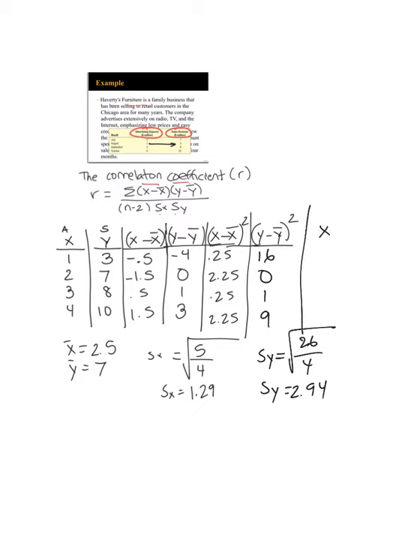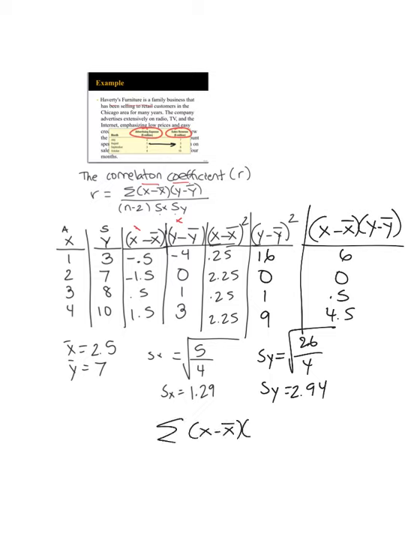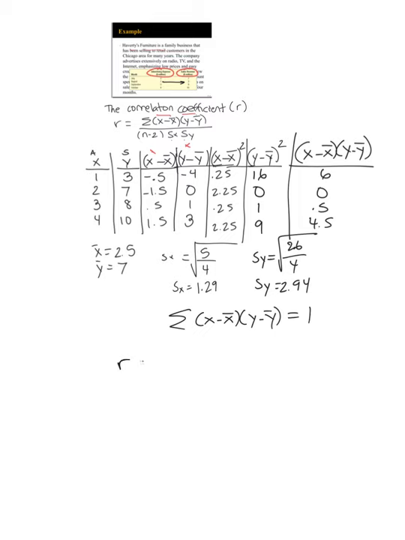Okay, so now we just need the product of the deviations, x minus x bar times y minus y bar. So we would do negative 0.5 times negative 4, and we would get 2, and then 6, 0, 0.5, and 4.5. Now the sum of x minus x bar times y minus y bar is equal to 11. So to get our correlation coefficient R, we would do 11 divided by n minus 1 times sx sy.